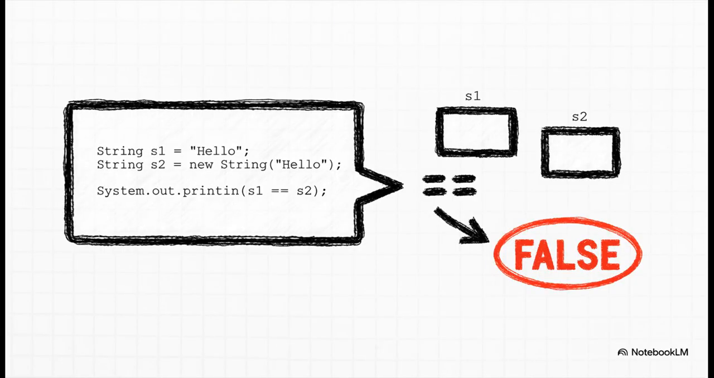We've got two string variables, s1 and s2, and they both hold the text hello. Now, your brain is probably telling you that s1 == s2 should print true, right? I mean, they're the same. But if you actually run this, you get false. So, what on earth is going on here?